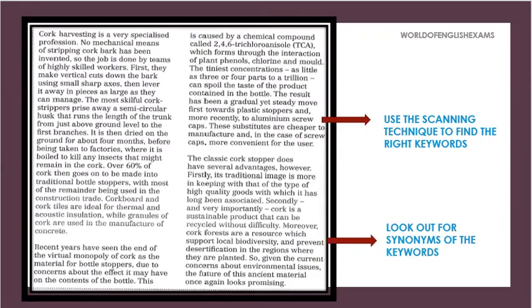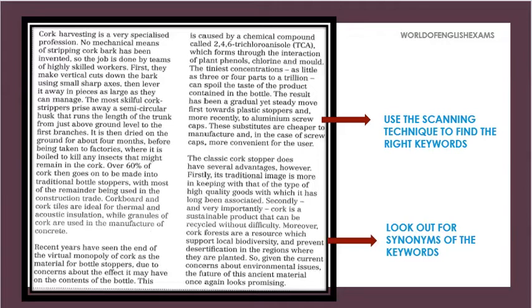Yes, so this is the passage. Let's read it. In the first paragraph, I am just trying to spot aluminium or cork. Cork is the first word. Cork harvesting is a very specialized profession. No mechanical means of stripping cork bark has been invented, so the job is done by teams of highly skilled workers. I'm just skimming. Nothing. So the first paragraph is not leading us to the first answer.